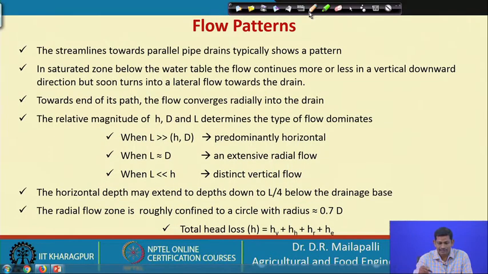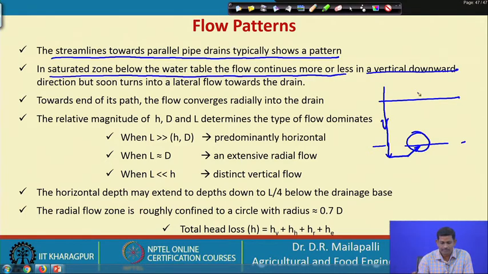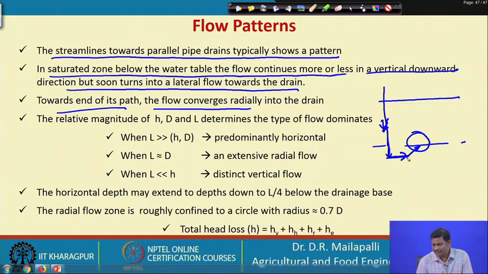Okay. So the flow patterns, if you just go back and refer: here the streamlines towards a parallel pipe drain are typically shown as a pattern, as we have seen previously. If you see, this is a drain. First it is going vertically down, then horizontal, and then radial. So this shows a particular pattern. In the saturated zone below the water table, the water continues more or less vertically downward, but soon turns into lateral flow towards the drain. Towards the end of its path, the flow converges radially. So, laterally and then radially.